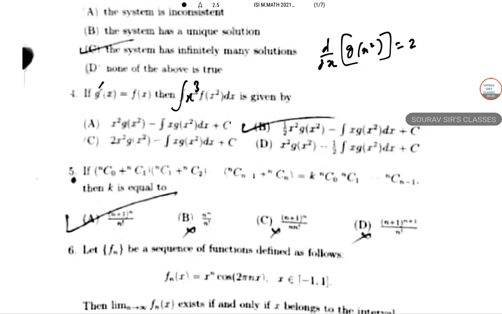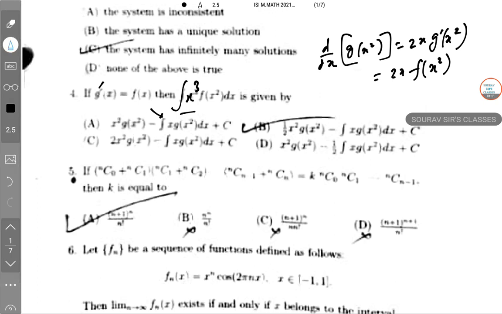So this is 2 into x into g dash x squared, which we will be needing in this zone, so that's why we are finding it. So that is 2 into x into f of x squared. This is the first part done. Now you just add a page over here.